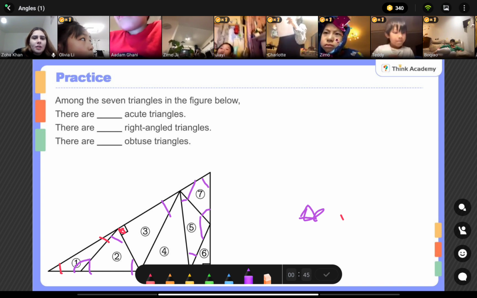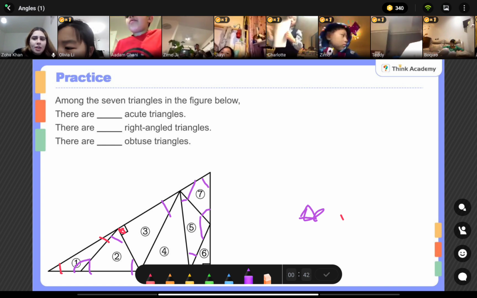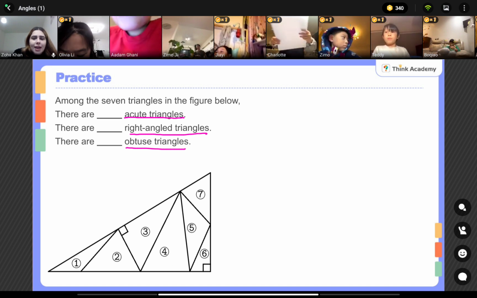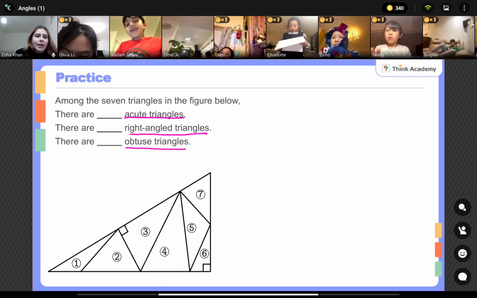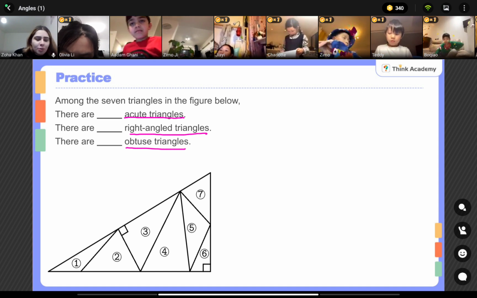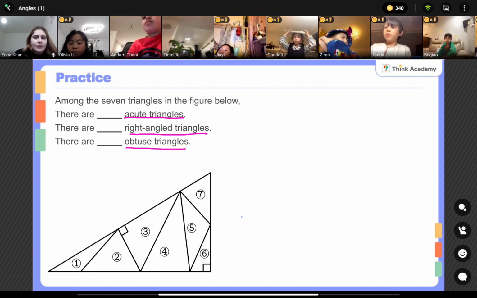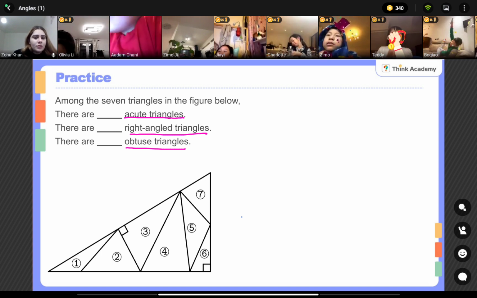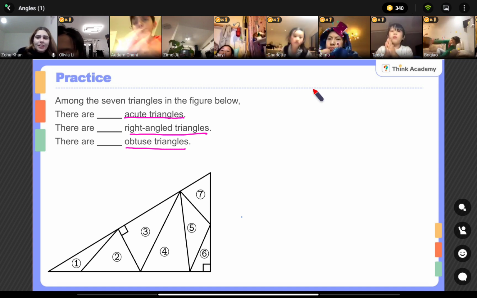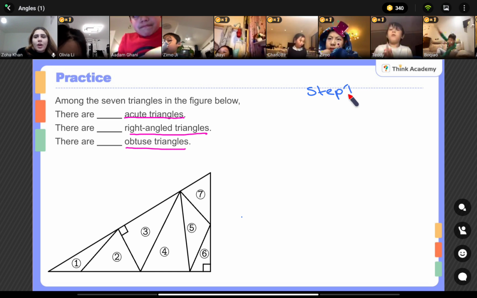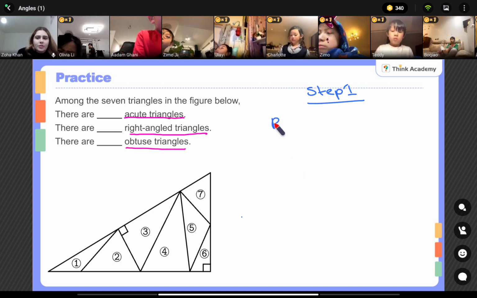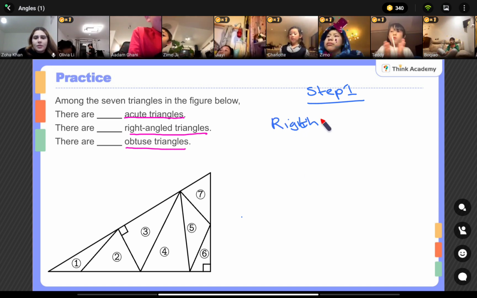5, 4, 3, 2, 1. Okay, so which triangles out of the acute, right angle or obtuse triangles do we think we should spot first, Alex? Which one do you think is the easiest to spot? The right angle triangles. Perfect. Okay, let's start with right angle triangles because they're the easiest to spot. So which triangles are right angle triangles? 3 and 6. Good, amazing.